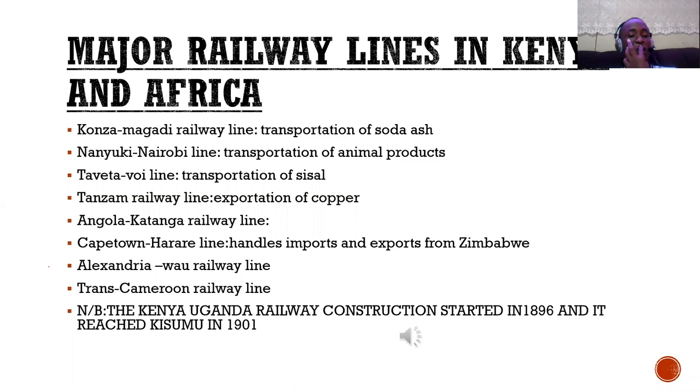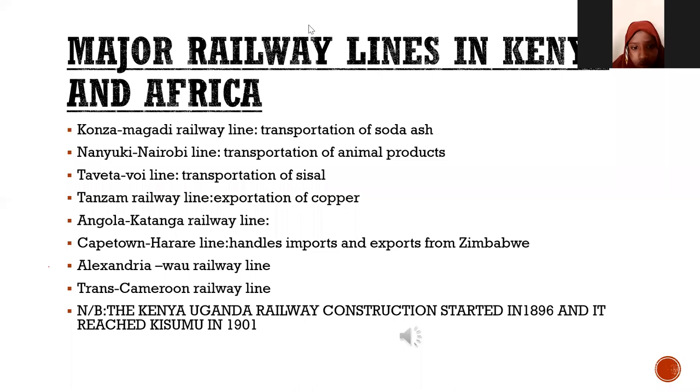Tanzania has got a major port, and the major port in Tanzania is Dar es Salaam. In fact, Dar es Salaam is the second largest port in Eastern Africa. The biggest port in Eastern Africa is Mombasa, followed by the Dar es Salaam port. So Tanzam railway line deals with the exportation of copper.